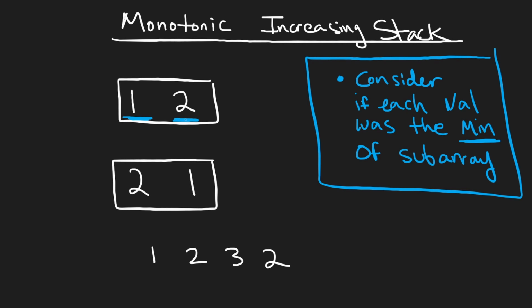Notice that so far our input array is in increasing order, right? That's pretty important. But why is that important? Because we're considering if 1 was the minimum value in the subarray. We added another value and that value is greater. So far our condition is true, right? We want to see how large we can make the subarray.